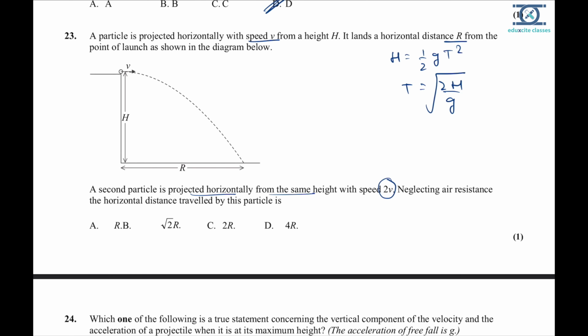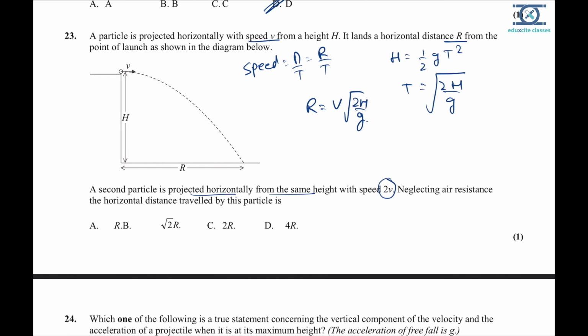Now, r is what? Horizontal speed equals distance upon time, so v equals r upon t. So r is speed times t. So r equals v times t, which is v times the square root of 2h by g.